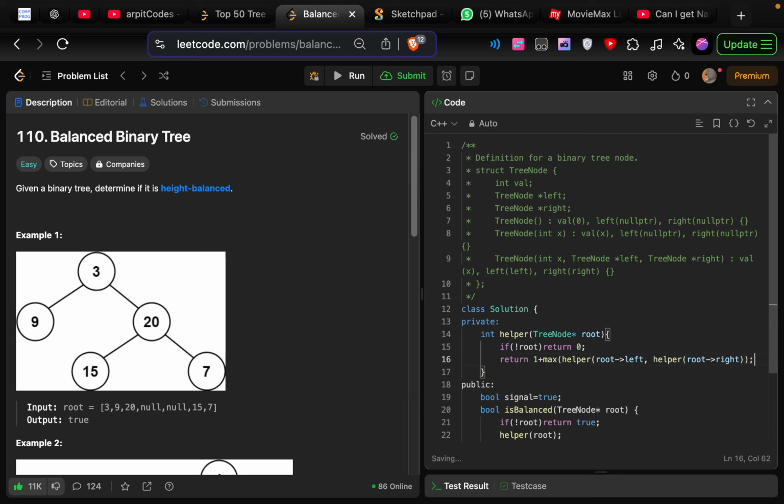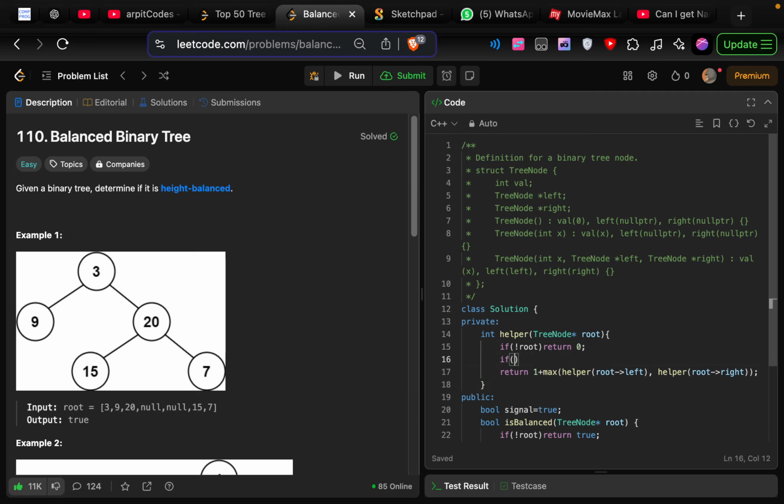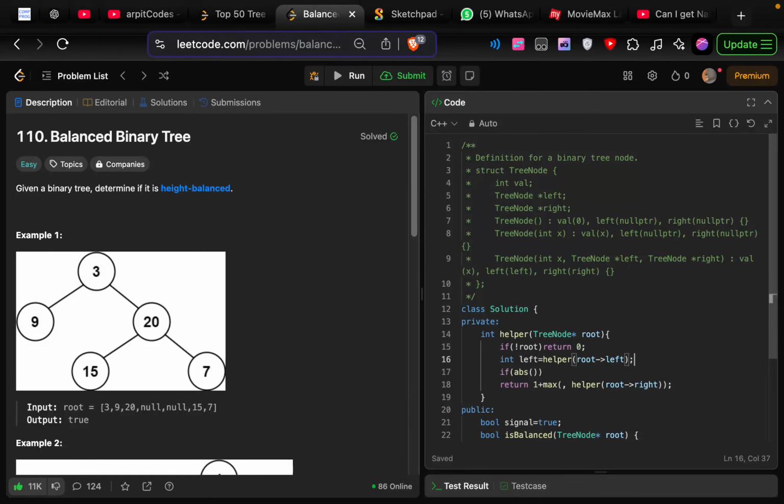Okay, so this is done, and what you have to do in between is, I cannot do this over here, I have to calculate the left and right also.